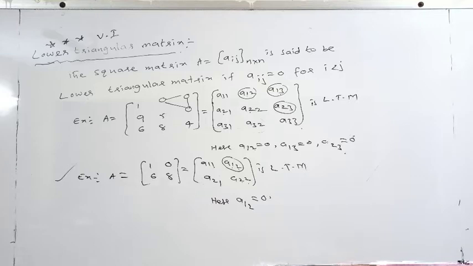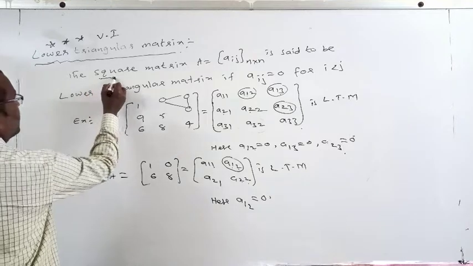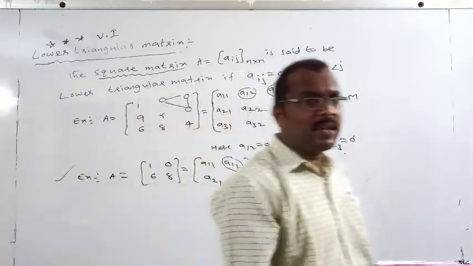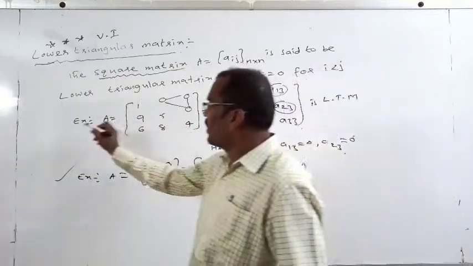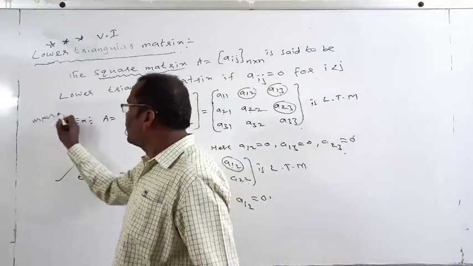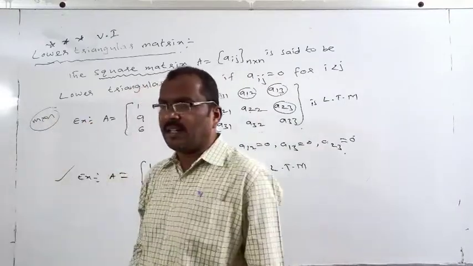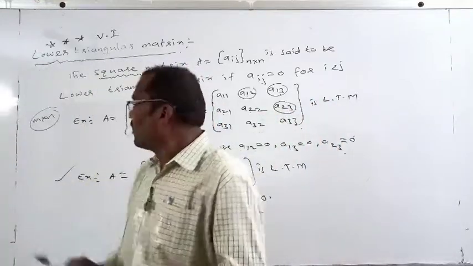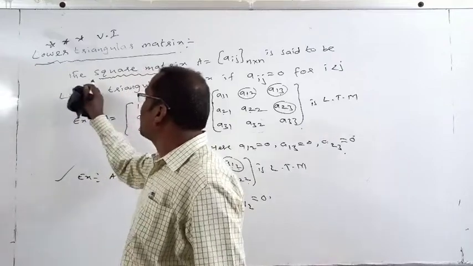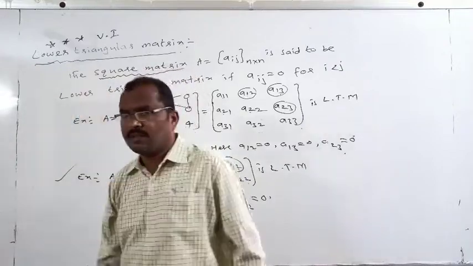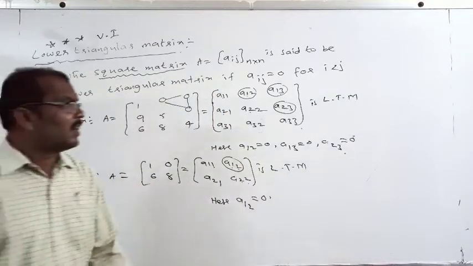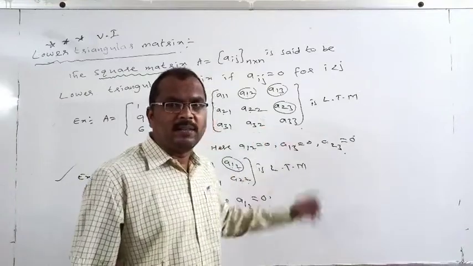For a rectangular matrix, a triangular matrix is not possible. This is a very important point. When the order is m cross n, it is a rectangular matrix. In a rectangular matrix, a triangular matrix is not possible. That is why it is possible only for square matrices.